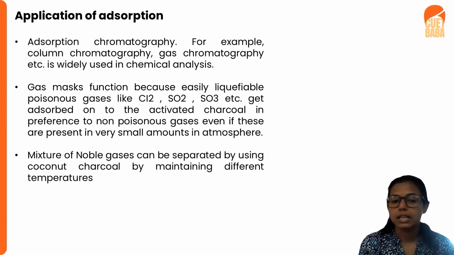A mixture of noble gases can be separated by using coconut charcoal by maintaining different temperatures. We will study about the Dewar process, etc., that is used to separate the noble gases present. At a specific temperature, one noble gas will escape, and at another temperature another noble gas will escape, and it will be collected. This process is also used to separate the mixture of noble gases.